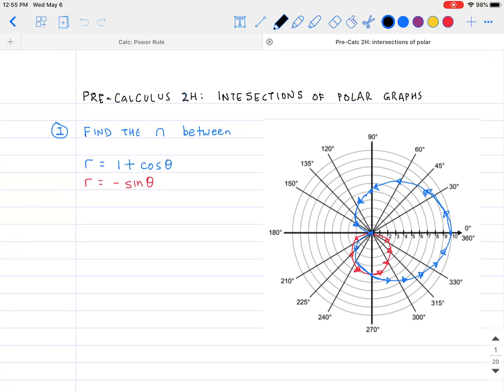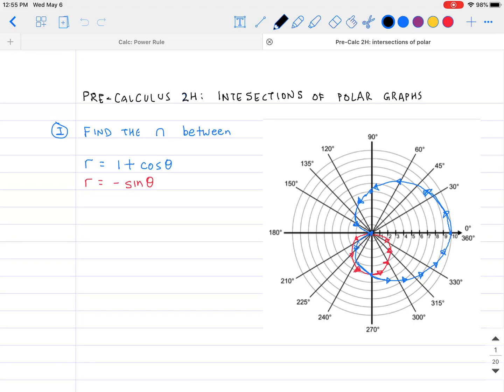So here I'm going to have two examples that we can look at together, and hopefully by the end of it, you'll be able to pick this up and do it on your own. Now, in the first example, I'm going to ask to find the intersections between the two graphs right here. r is equal to 1 plus cosine theta, and r is equal to negative sine of theta.